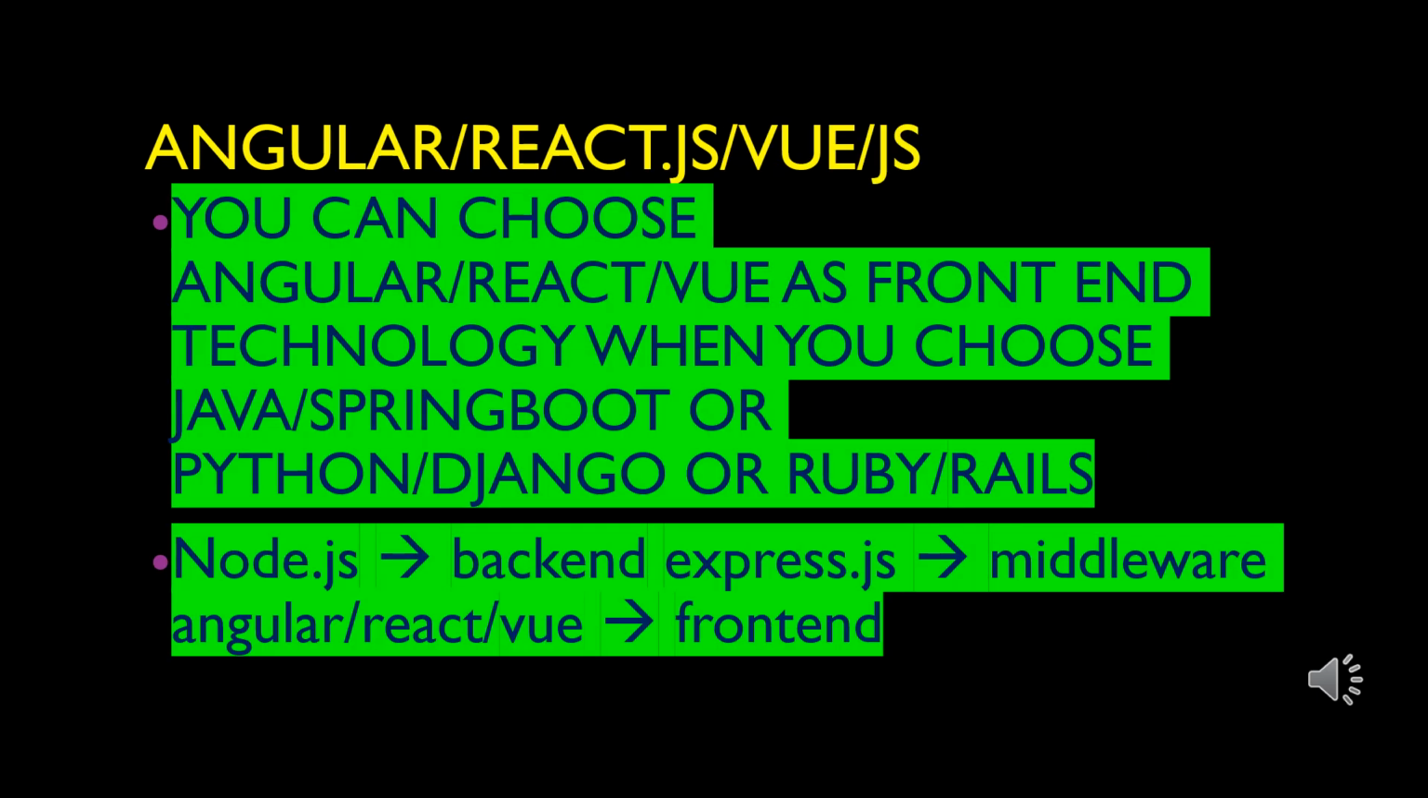Coming to the Node.js area, if you are going to choose Node.js, you can use Angular, React, Vue.js as your front-end frameworks, and you can use Next.js or Meteor.js as a middleware, and you can use the Node.js server as the backend. Also, you can use Angular, React, Vue.js as front-end technologies if you are using Java Spring Boot, or Python Django, or Ruby on Rails, or Go programming. Anywhere you can use Angular, React, and Vue.js.